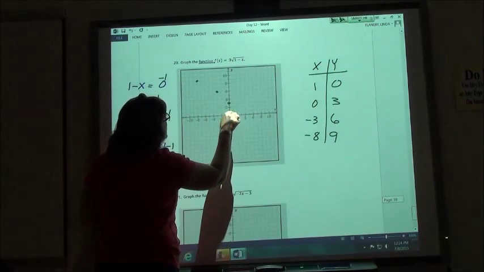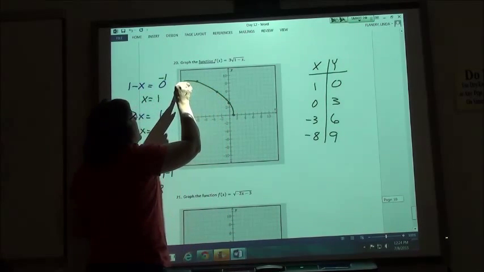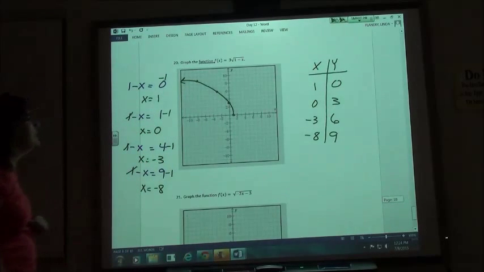And so my graph is going to start here, and it's actually going to curve and go this way, something sort of like that.